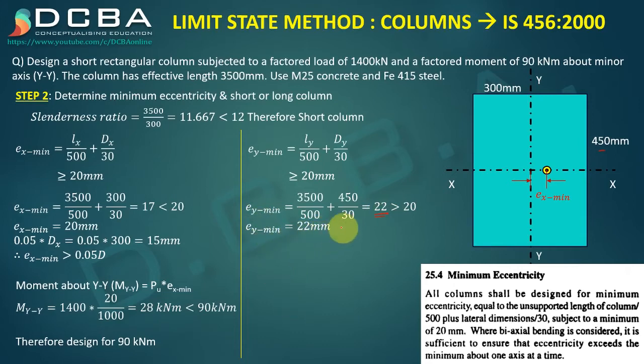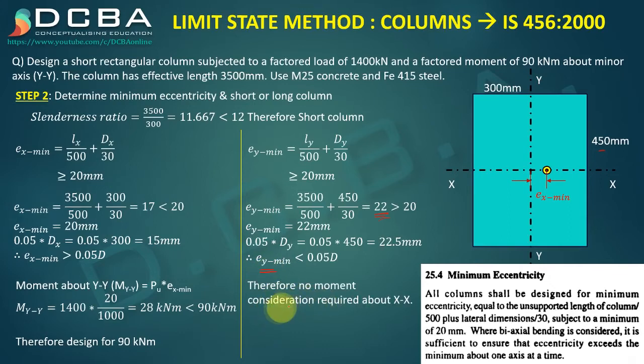Then we'll check whether this is less than 0.05 D or greater than 0.05 D. So 0.05 times Dy is equal to 22.5. So this Ey minimum is less than 0.05 times D. Therefore, we need not consider the moment generated by minimum eccentricity along the y direction.